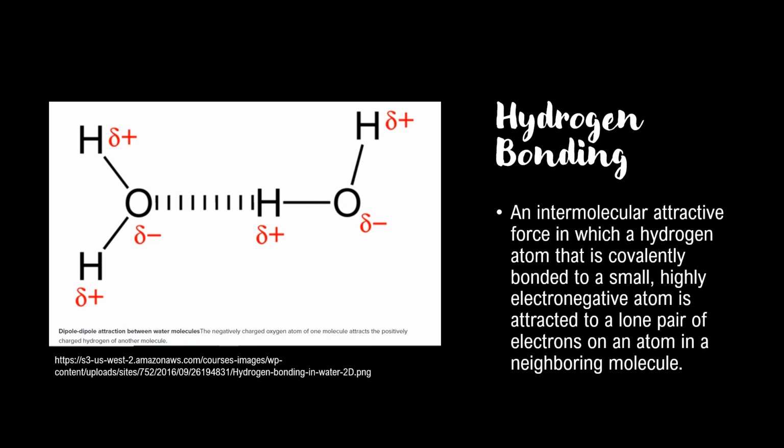Next, we have hydrogen bonding. This is an intermolecular attractive force in which a hydrogen atom that is covalently bonded to a small, highly electronegative atom is attracted to a lone pair of electrons on an atom in a neighboring molecule. Not all substances or compounds that have hydrogen have hydrogen bonding. Hydrogen bonding only exists if there is oxygen, nitrogen, sulfur, or fluorine in your compound or in your molecule. Just like, for example, water. Water has hydrogen bonding.